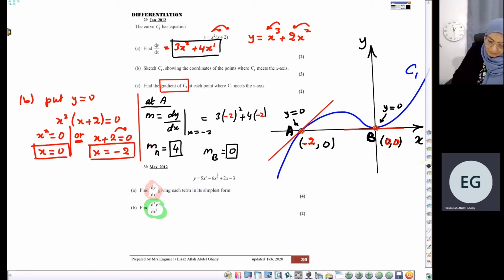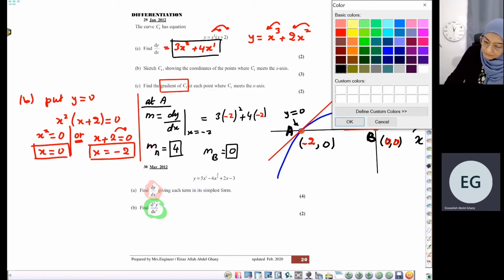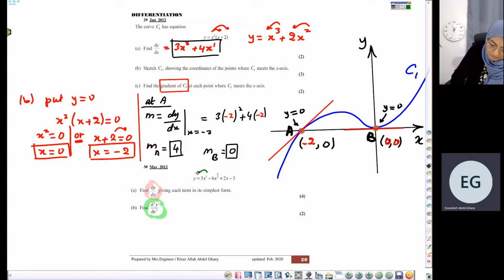Now let's go. Power goes down, decreases by 1. Say it, power goes down, decreases by 1. Okay? Now dy by dx is 15 x to the power of 2 minus, you multiply 4 over 3 by 6, 8, minus 8 x to the power of, then 4 over 3 minus 1 is 1/3.